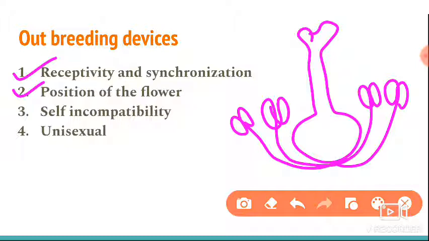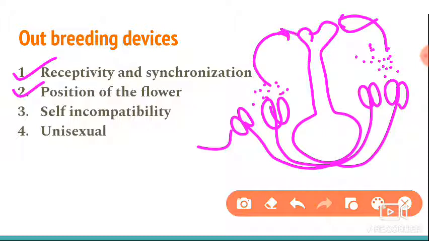You can see here the stigma is somewhat elongated and the anthers are very short. The androeciums are very short here. So with the help of wind pollination, the pollen grains are unable to transfer from anther to the stigma. It is not possible because the length of the stigma is somewhat large. Even if wind occurs, it will not transfer the pollen grains towards the stigma.